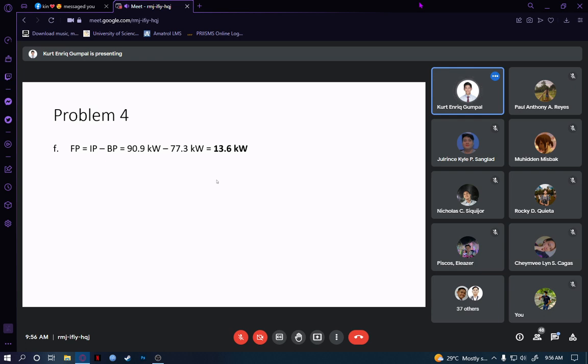Okay? Now, since we got this FMEP, how about we get the frictional power? Now, frictional power is again pretty straightforward. You just have to deduct your IP and your BP from each other. So that is 90.9 minus 77.3 kilowatts, which is 13.6 kilowatts frictional power or power loss.